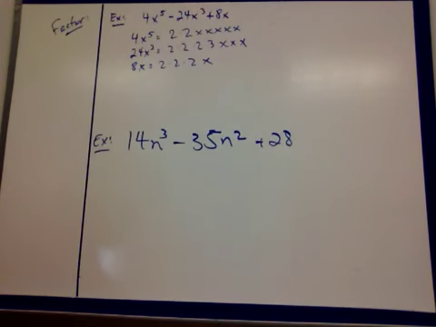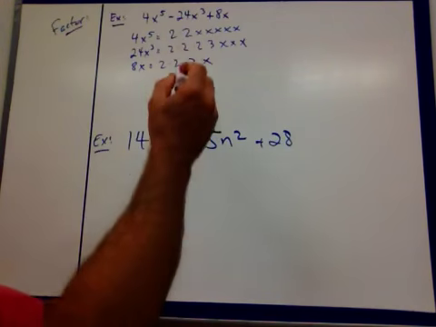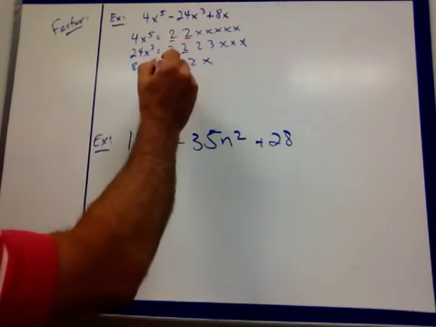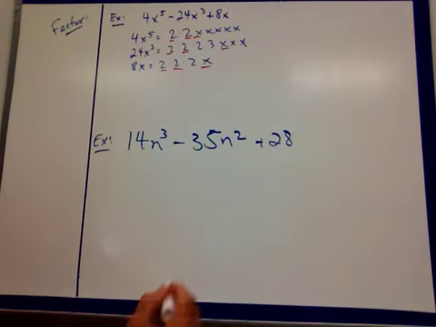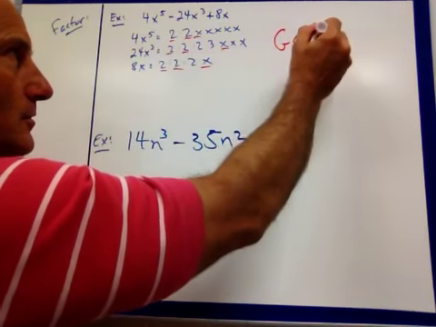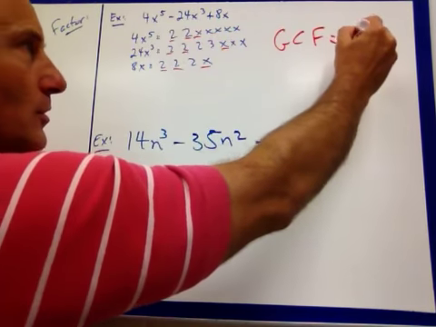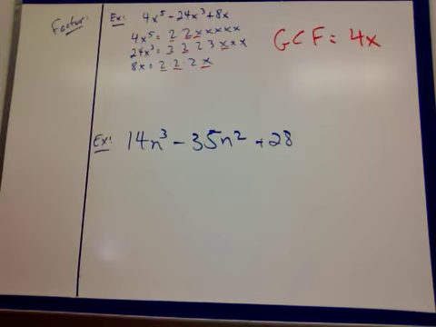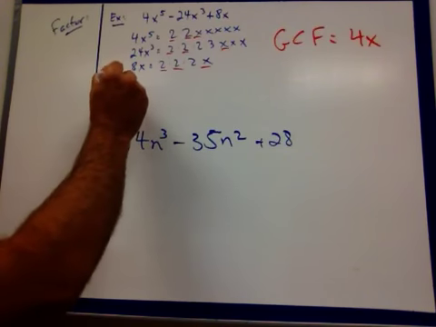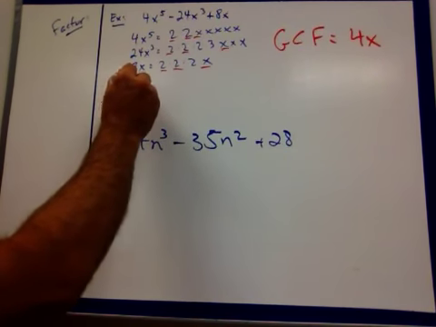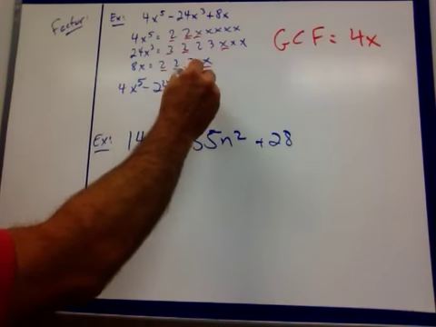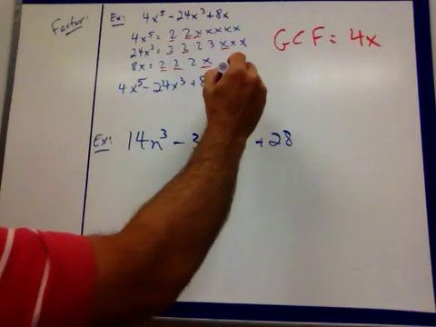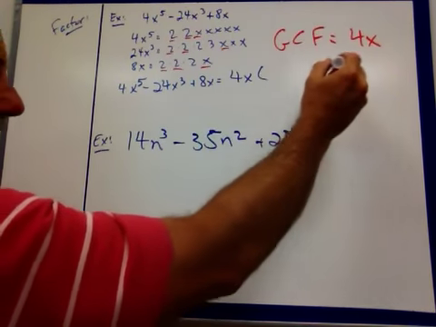Okay? What do they all have in common? Let's take a look here. Looks like to me they each got a 2. Okay? And they each got at least one x. So what's my greatest common factor? 2 times 2 is 4, 4x. Okay? So I'm going to take my 4x to the fifth minus 24x cubed plus 8x. I'm going to get my 4x for my greatest common factor.